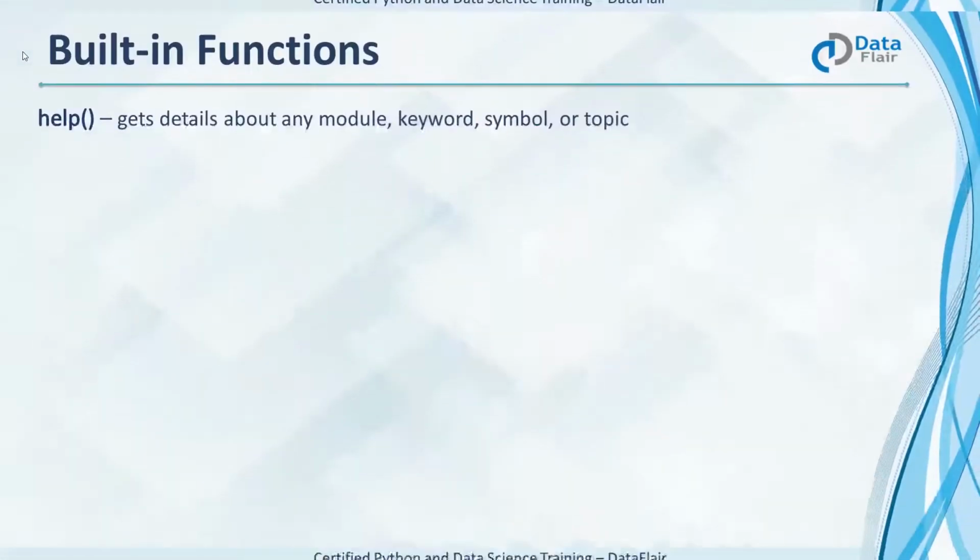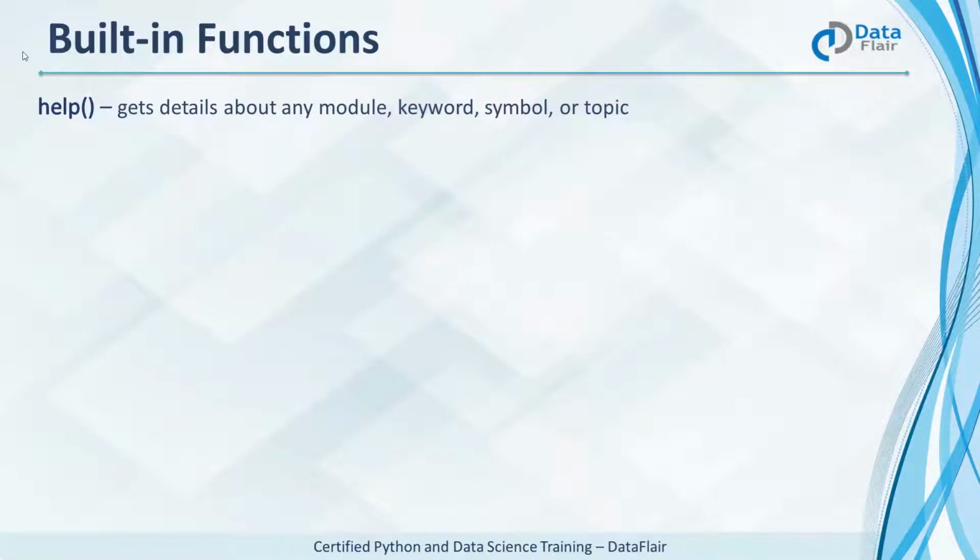To find out more about any module, keyword, symbol or topic, call the help function on it. You can also call it without an argument for general help, then seek help for modules related to numbers, or even call it on the function print or any other.